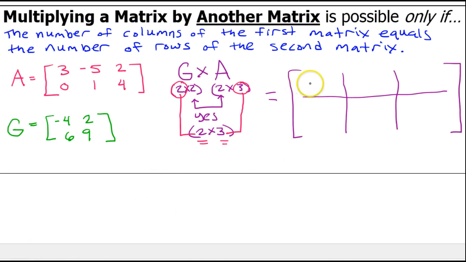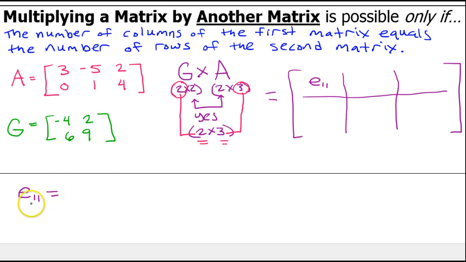Now here's how you actually do it. Since we know that our answer will have two rows and three columns, our answer will have this shape to it. So the first element here is element 1, 1. We're talking about the first row and the first column. I'm going to do my calculations over here. If I want to find element 1, 1, this is row 1, column 1. That's where I am in my answer.